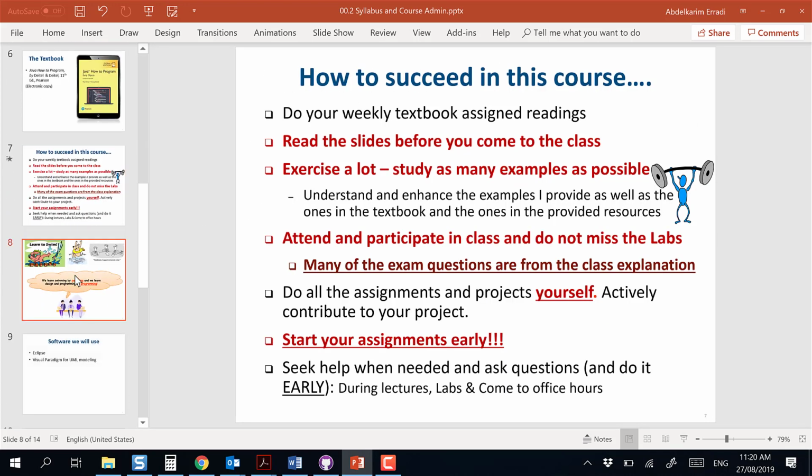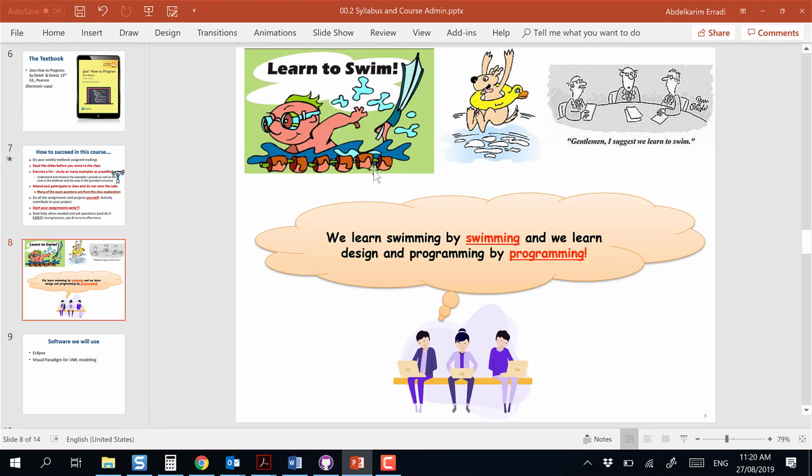Okay. I already explained this. Very critical to keep this in mind. Exactly like swimming, you cannot learn how to swim. The only way to learn how to swim is to swim. And the only way to learn how to program is to program. There is no other way. Believe me, I have been in this field for a very long time.